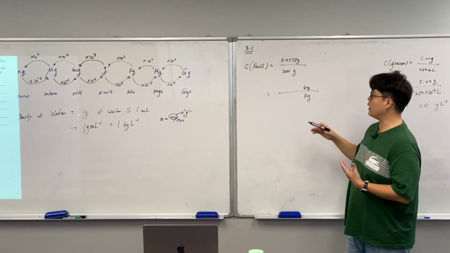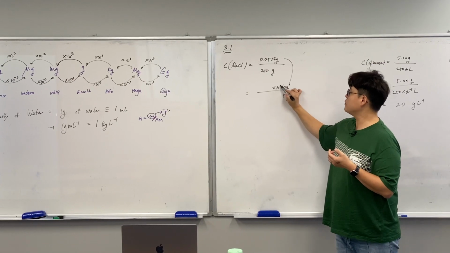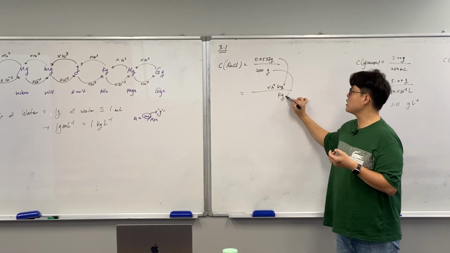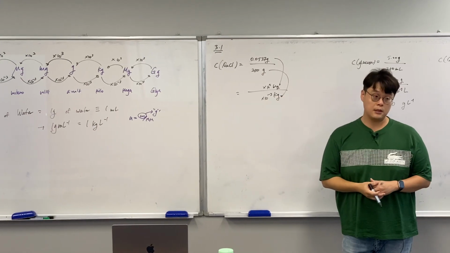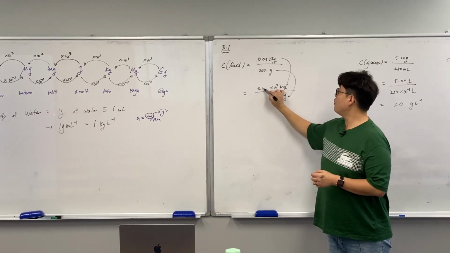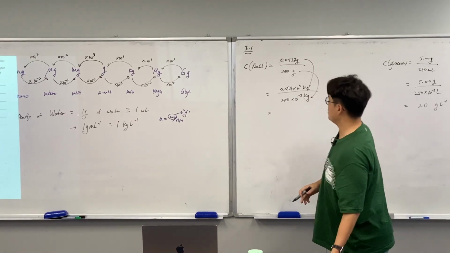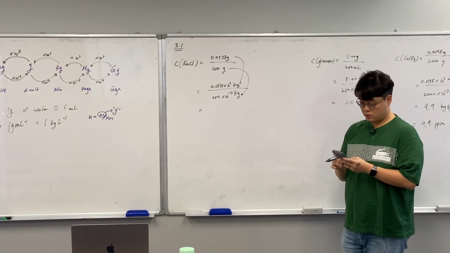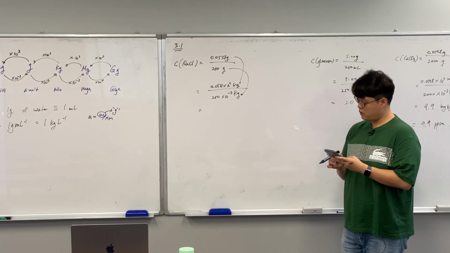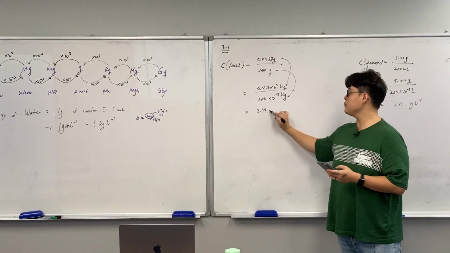And what you need to realize is that from grams to milligrams, it'll be times 10 to the power of 3. Grams to kilograms, that'll be times 10 to the power of the minus 3, like this. Then just put that 0.0537 and 250 there. That's it. And just put it in your calculator. Then you should get 214.8.